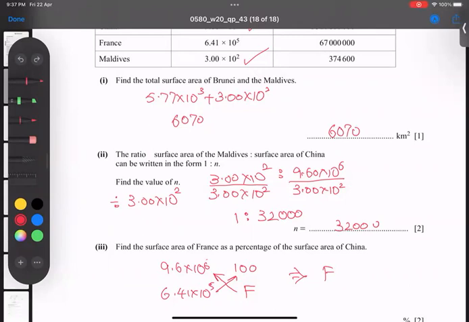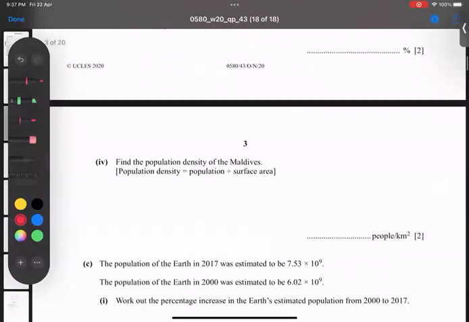And the answer I'm getting for the percentage is 6.677, but I don't want that. So 6.68 percent is our final answer. So let's talk about the next one.